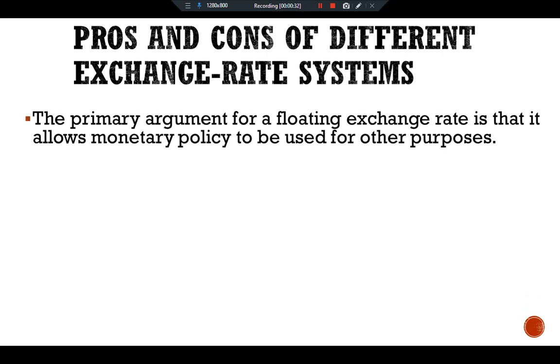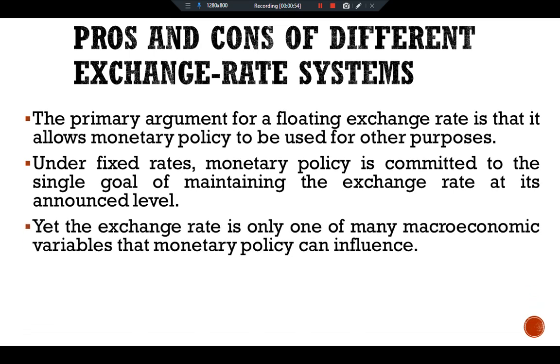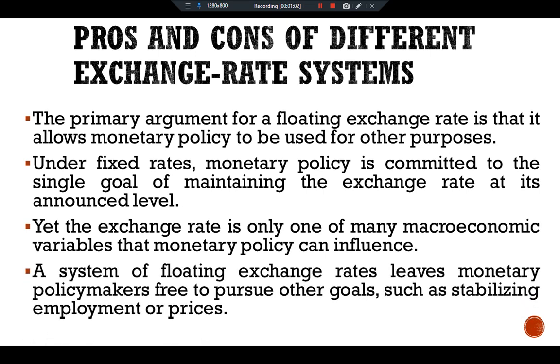The primary argument for a floating exchange rate is that it allows monetary policy to be used for other purposes. Under fixed exchange rate, monetary policy is committed to the single goal of maintaining the exchange rate at its announced level. Yet the exchange rate is only one of many macroeconomic variables that monetary policy can influence. A system of floating exchange rates leaves monetary policymakers free to pursue other goals such as stabilizing employment or prices.